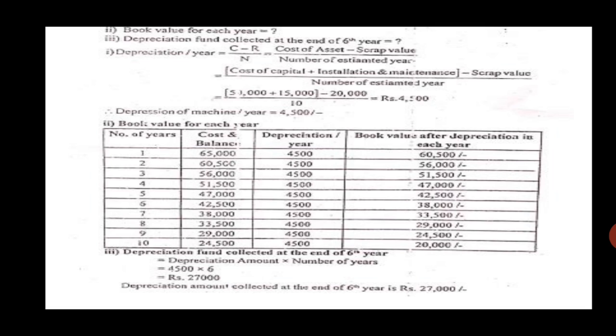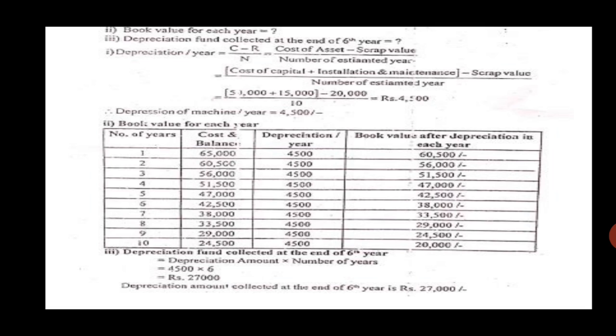So similarly you calculate for 10 years. The last year, 24,500 minus 4,500, that is 20,000 rupees. This 20,000 rupees is nothing but the scrap value what you are getting after 10 years. Okay.